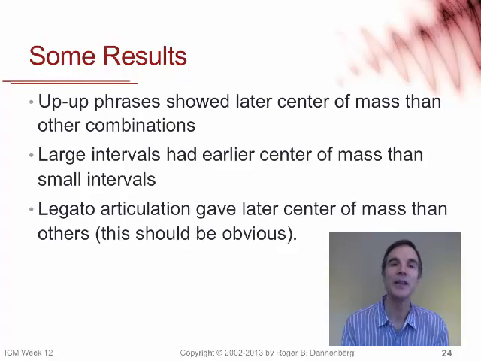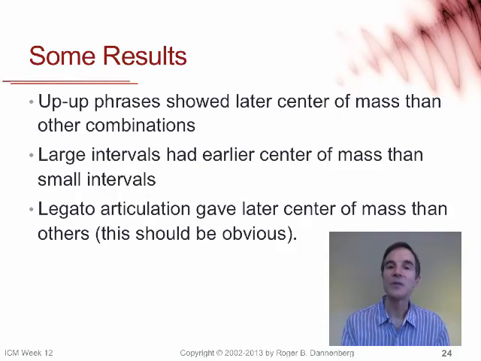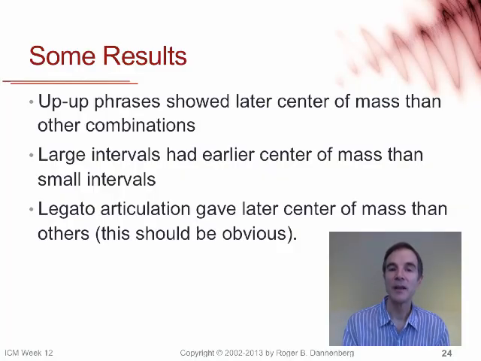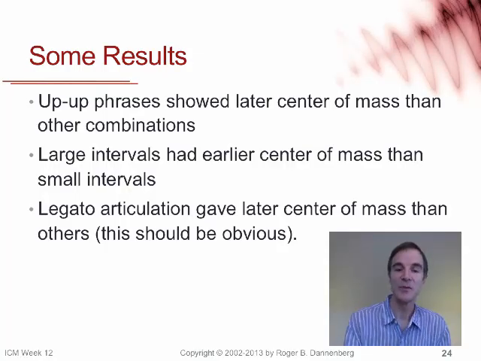So some results that we obtained are, first of all, phrases where the pitch goes up and then up again show a later center of mass than other combinations. Large intervals had earlier centers of mass than small intervals of pitch. And if you articulate with a legato style, so in other words, long notes as opposed to short notes, then you have a later center of mass than otherwise. And this should be obvious. If you're sustaining the note for a longer period of time, then the envelope is not going to decay as fast, and so the center of mass would naturally be later.